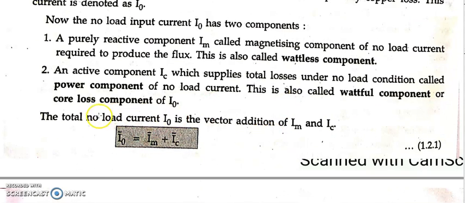This is what I told you. In vector addition, I naught can be written as IM plus IC or IC plus IM, and this represents vector symbols, the dash above the letter symbols.